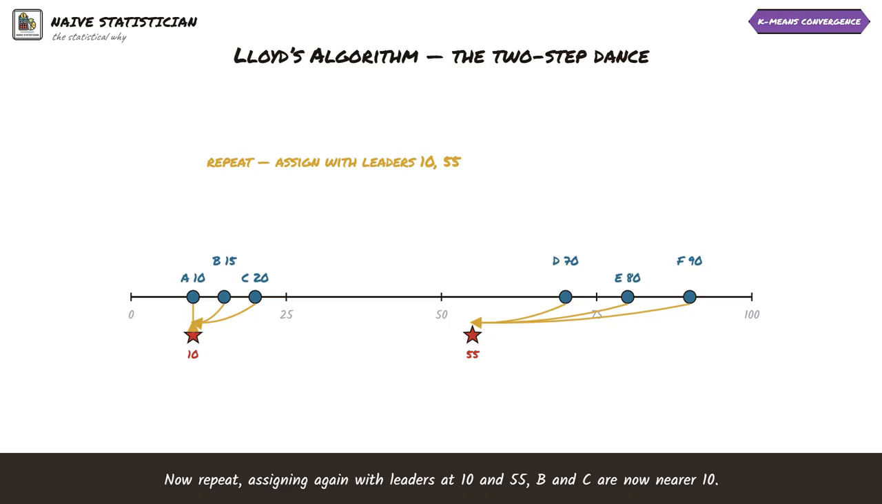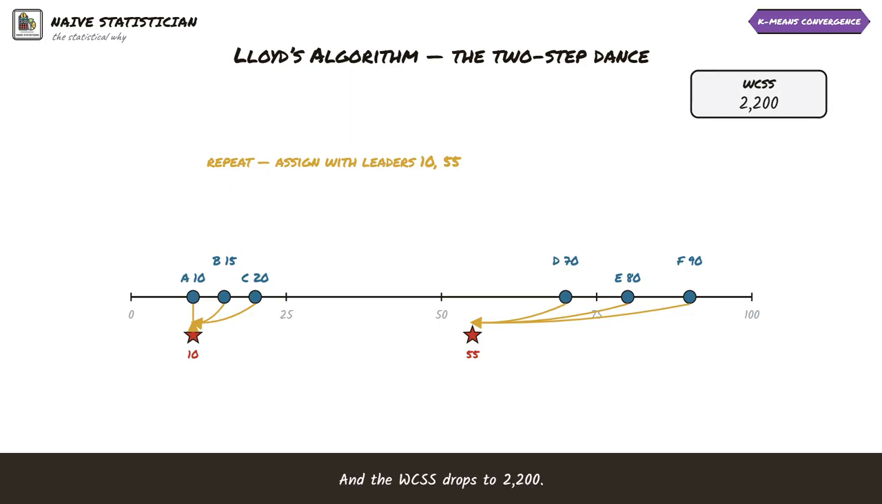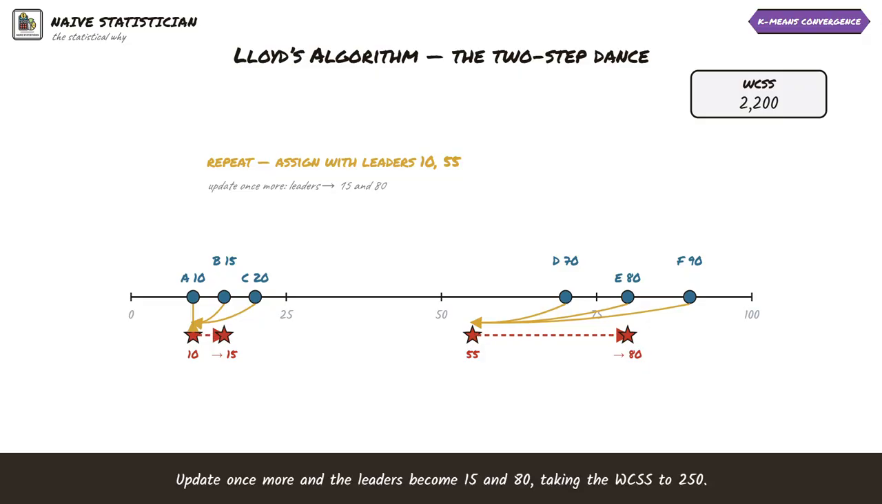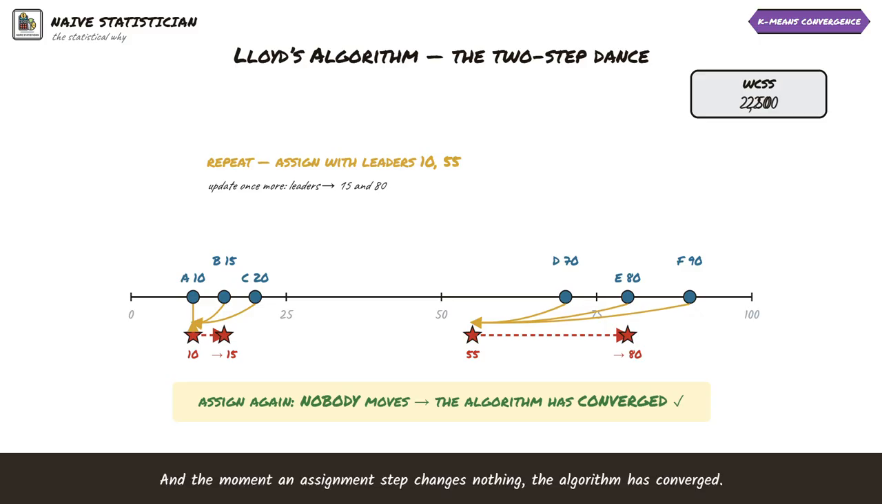Assigning again with leaders at 10 and 55, B and C are now nearer 10. So they switch down. The split becomes A, B, C and D, E, F, the sensible one. And the WCSS drops to 2200. Update once more and the leaders become 15 and 80, taking the WCSS to 250. Assign a final time. Nobody is nearer a different leader, so nobody moves. And the moment an assignment step changes nothing, the algorithm has converged.